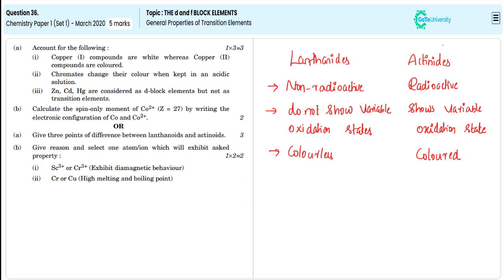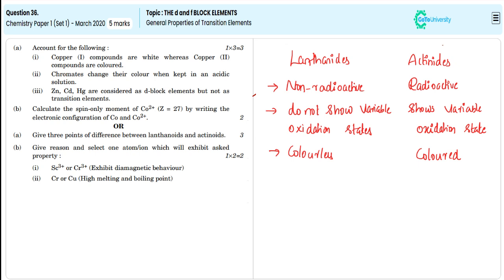The next point we can see is that most of the lanthanide ions are colorless. At the same time, the actinide ions are colored. Okay, you can write any 3 points. So these are the 3 important differences between lanthanides and actinides. Next one, give reason and select one atom or ion which will exhibit the asked property. The first one is given as scandium 3+ or chromium 3+. Which one exhibits diamagnetic behavior?